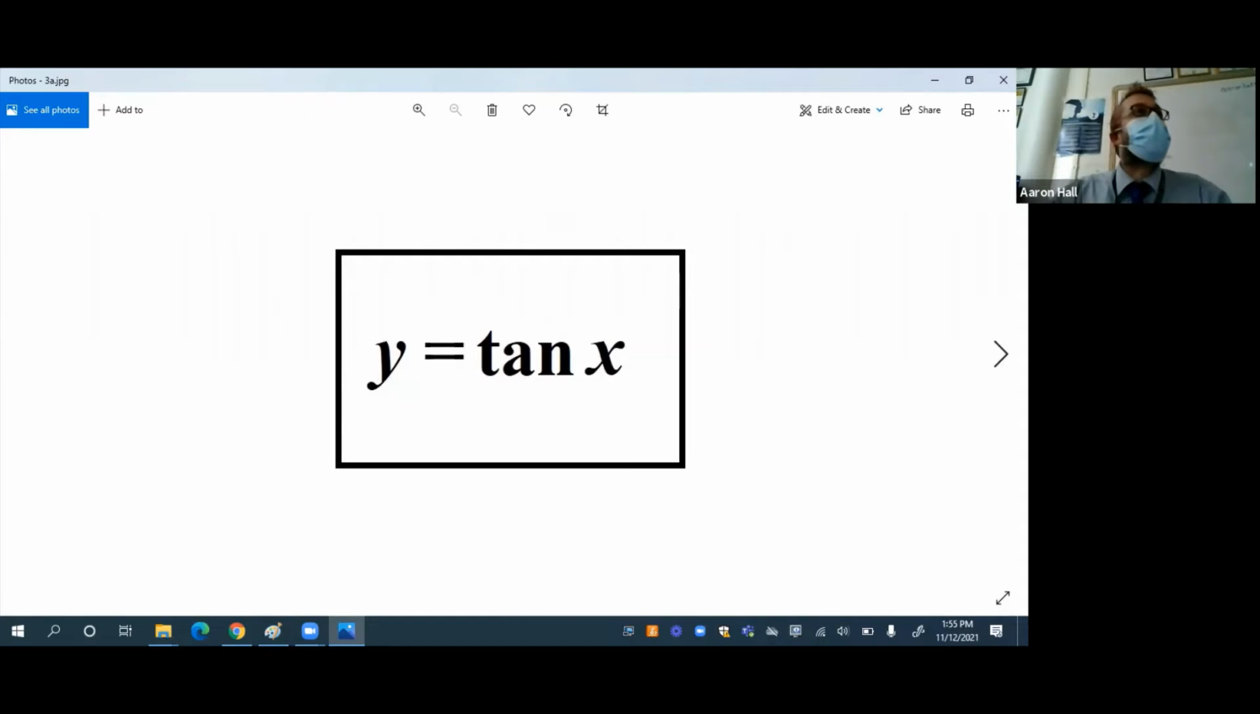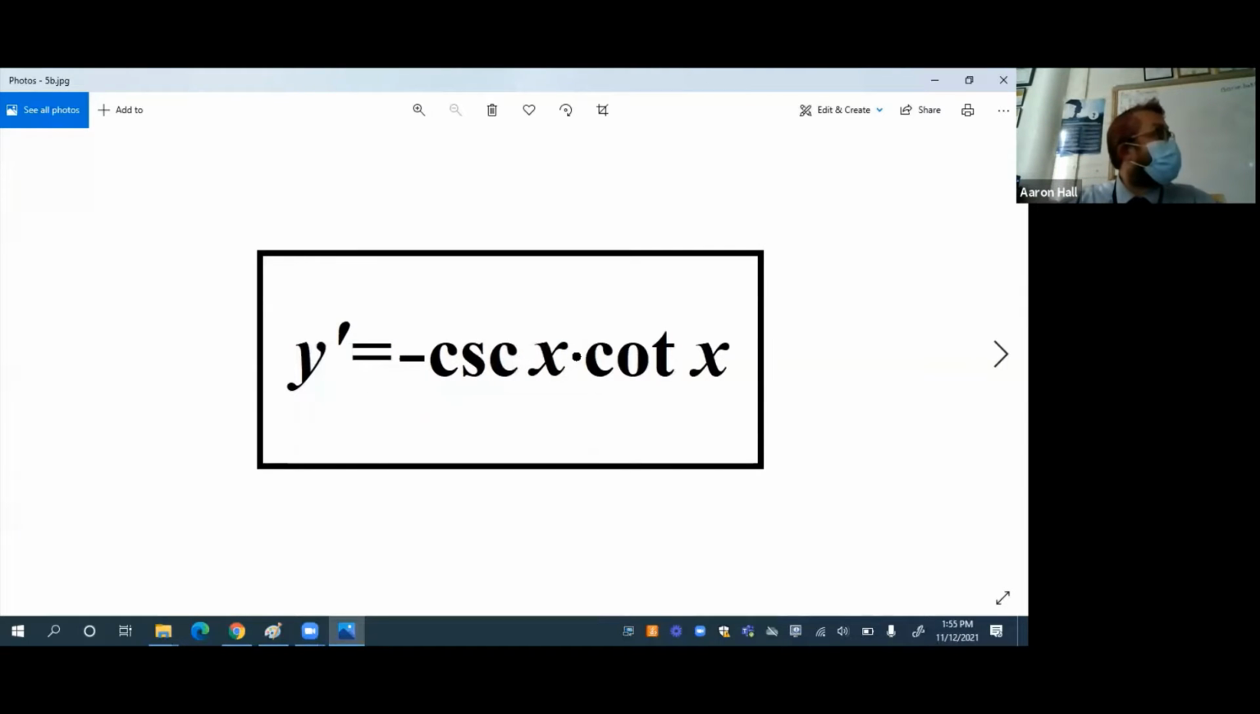What about this one? What is the derivative of tangent of x? Secant squared of x. Good job. What about the next one? What is the derivative of cotangent of x? Negative cosecant squared of x. Good. What is the derivative of cosecant of x? Negative cosecant of x times cotangent of x. There you go.